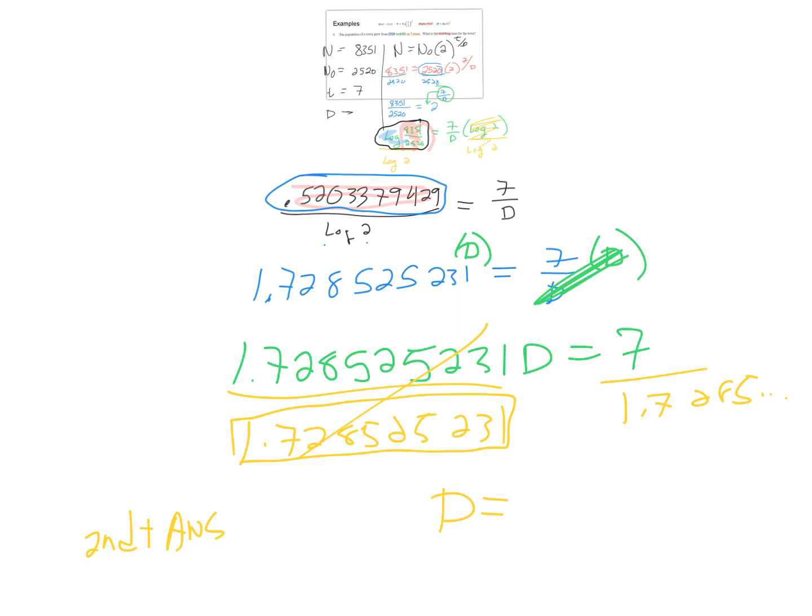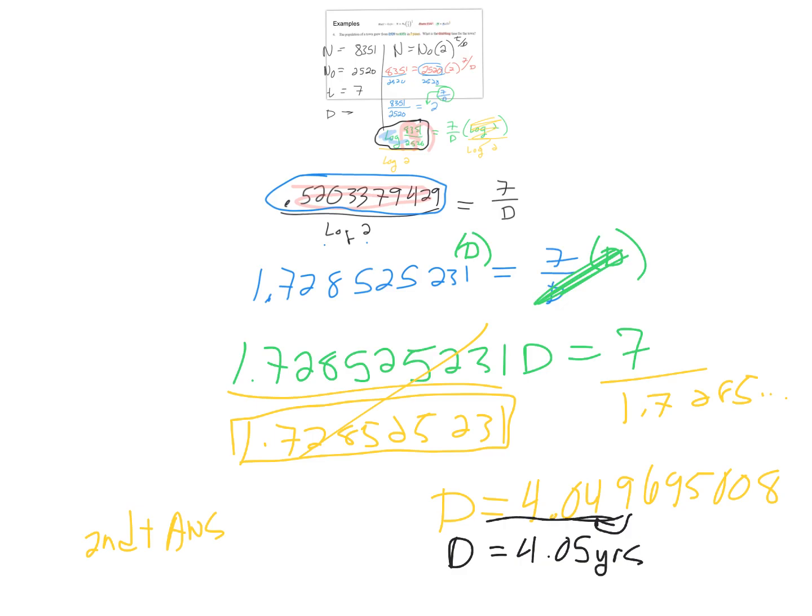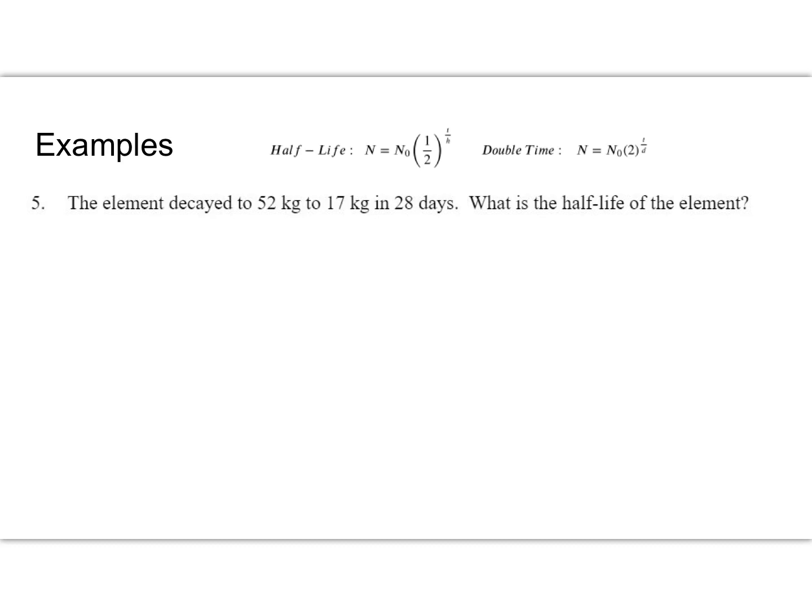So I'm going to divide that out. I get 4.049695008. And now rounding to 2 places, I'm going to have D is equal to 4.05. And again, the time they gave us was years. So it takes a little over 4 years for the town's population to double. Okay? All right, we got another one.